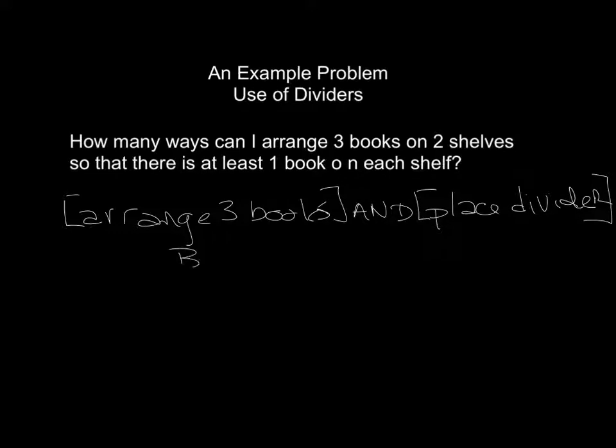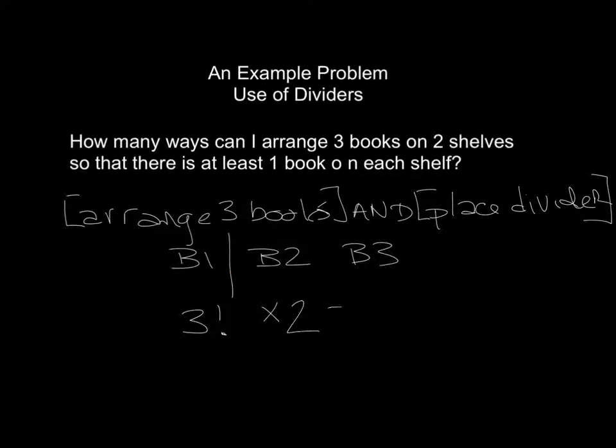So if I have book 1, book 2, and book 3, this super interesting arrangement, if I place the divider here, that means book 1 is on shelf 1, and books 2 and 3 are on the second shelf. So how many ways can I do this? Well, to arrange 3 books, I can do that 3 factorial ways. My second stage, I'm going to place a divider. So if I have 3 books, and I want at least 1 book on each shelf, I only have 2 ways of placing the divider. So my answer is going to be 12, 12 arrangements.